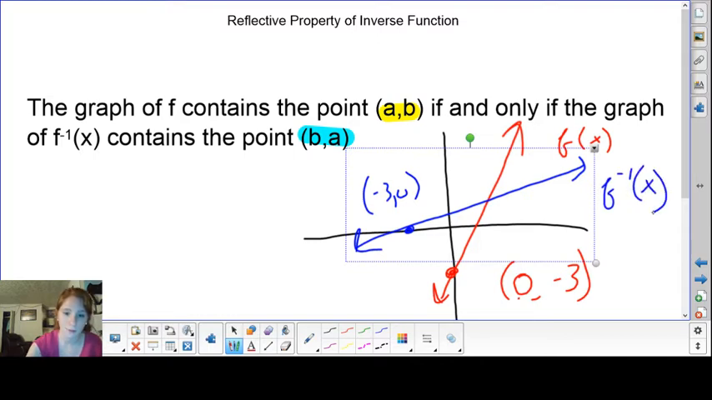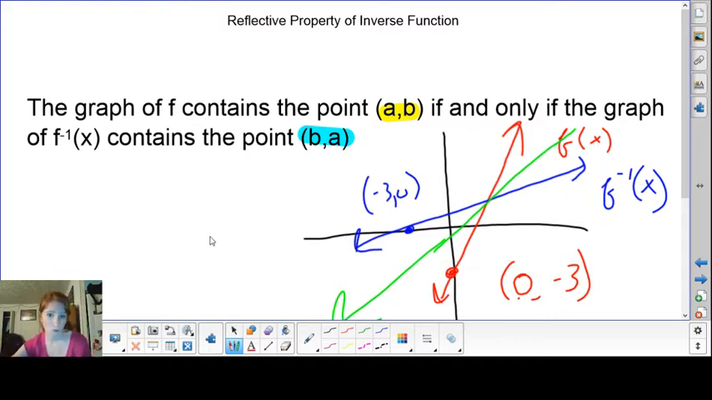And they will reflect roughly across the line y is equal to x. They're supposed to. Granted, really bad sketch. Kind of reflect each other.